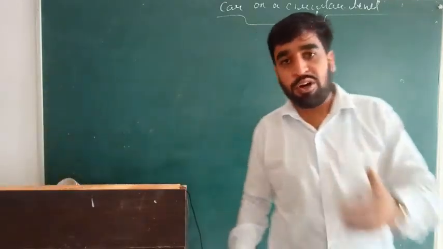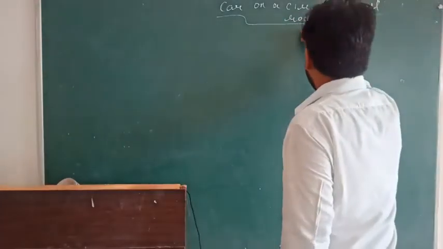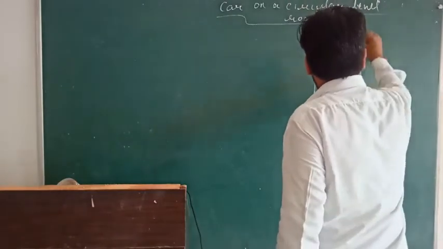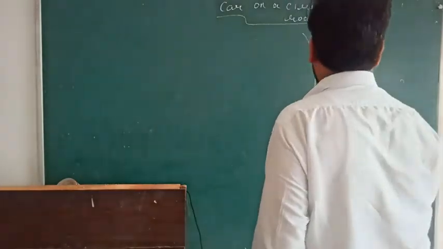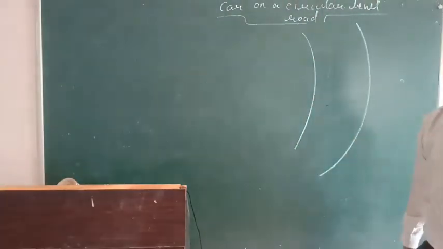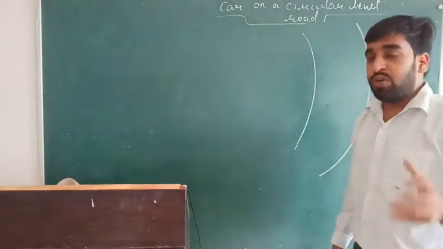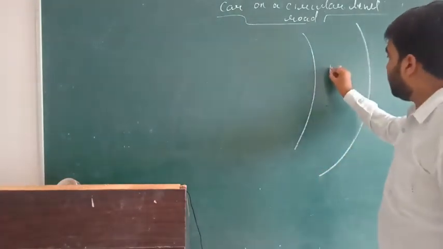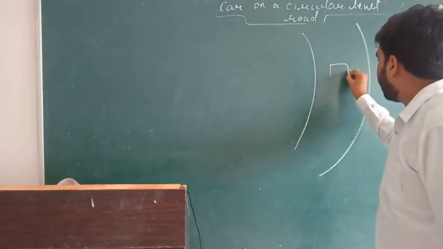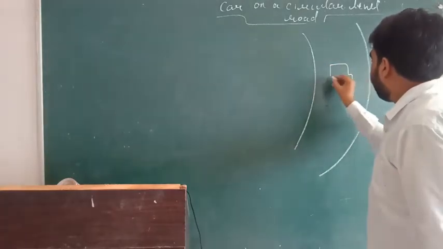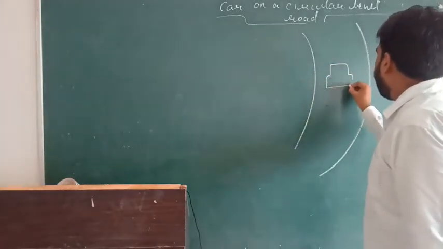Now I am going to plot the figure. I have shown a circular road, and I am going to show a diagram with the front view of the car. So this is the front view of a car.